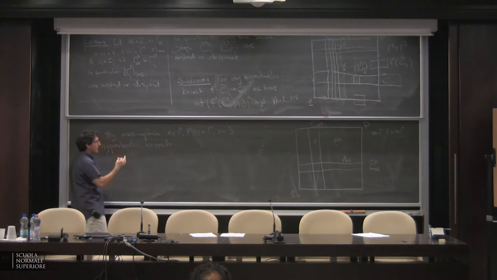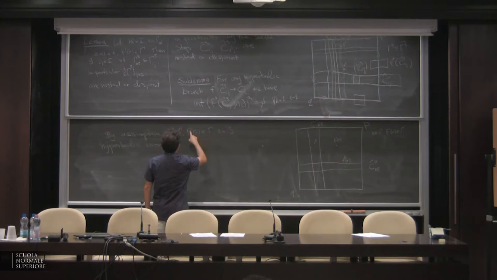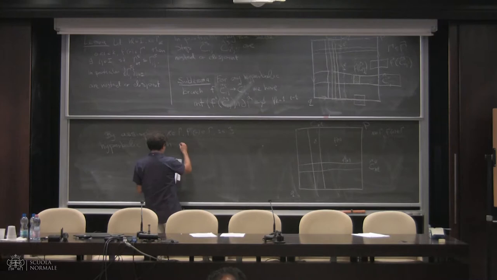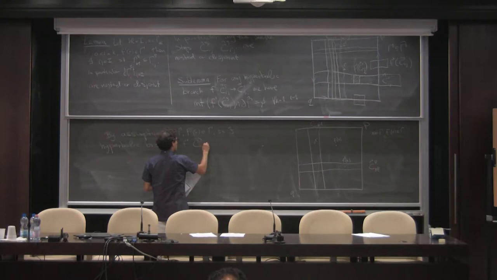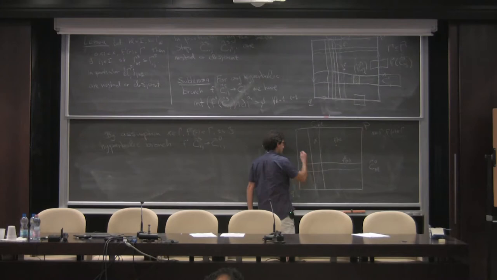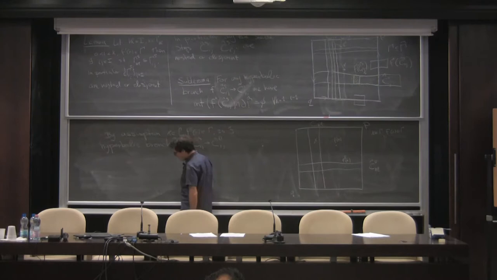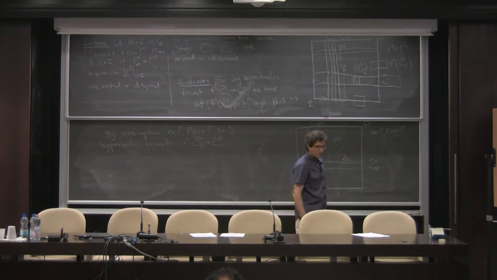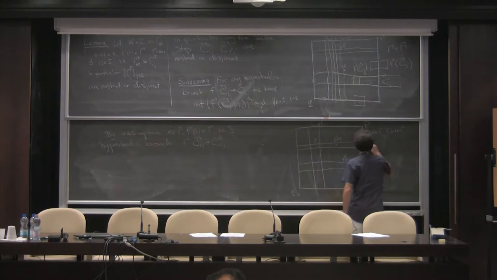Because by assumption, a rectangle is hyperbolically recurrent. So there exists a hyperbolic branch with return time I. So there exists a hyperbolic branch fi from C hat S I j to C hat U I j. So there is some hyperbolic branch here that contains x, and its unstable branch contains fi of x. So this is c hat u I j. And there is one that I'm not drawing here, which is c hat s I j.